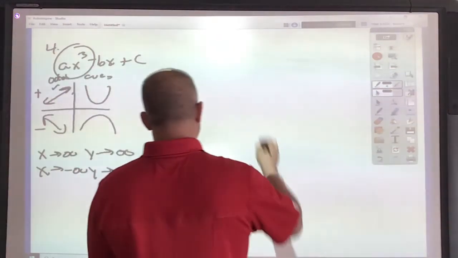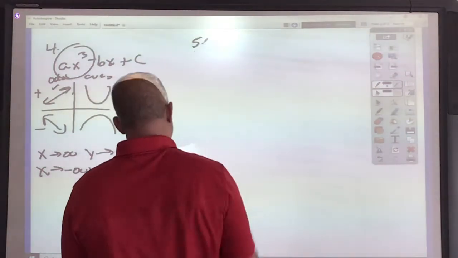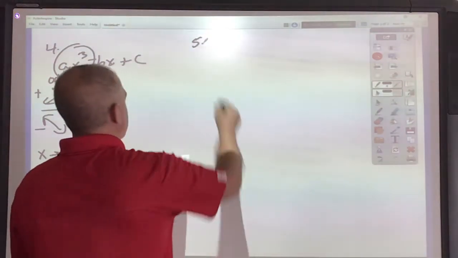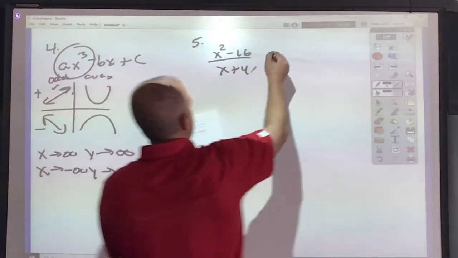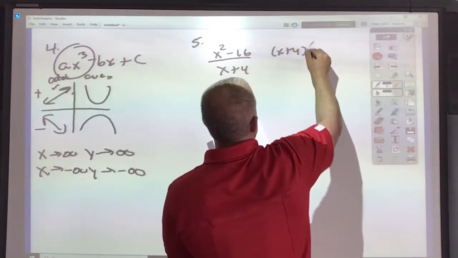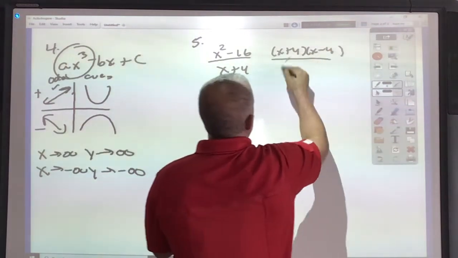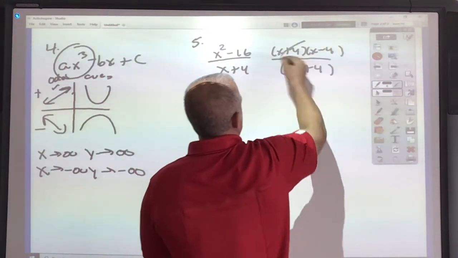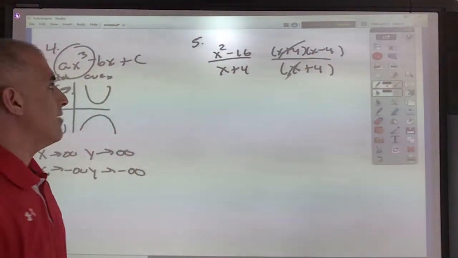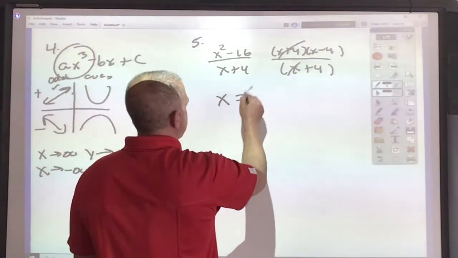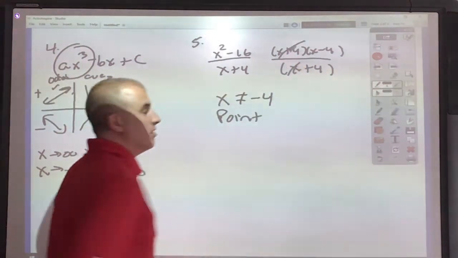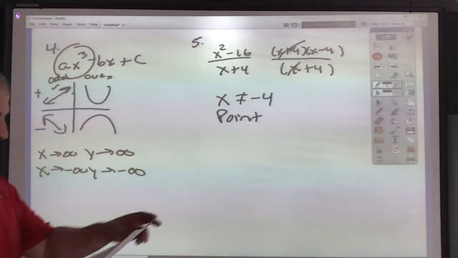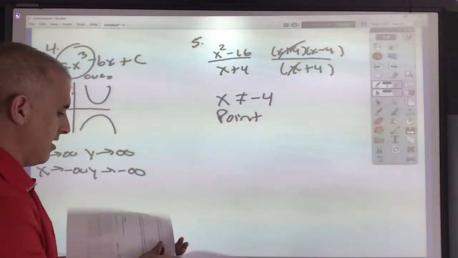Determine whether it's continuous at this function, if it's discontinuous. So I got x squared minus 16 over x plus 4. That's going to factor to x plus 4, x minus 4, all over x plus 4. So you cross that out. x can't be at negative 4, and that's going to be a hole. So we're going to have point discontinuity on that.